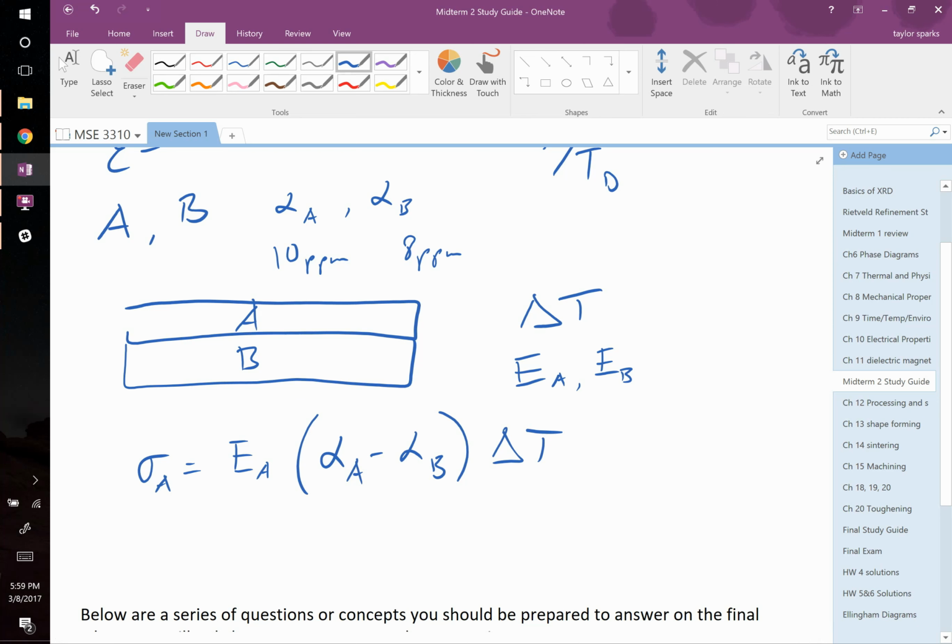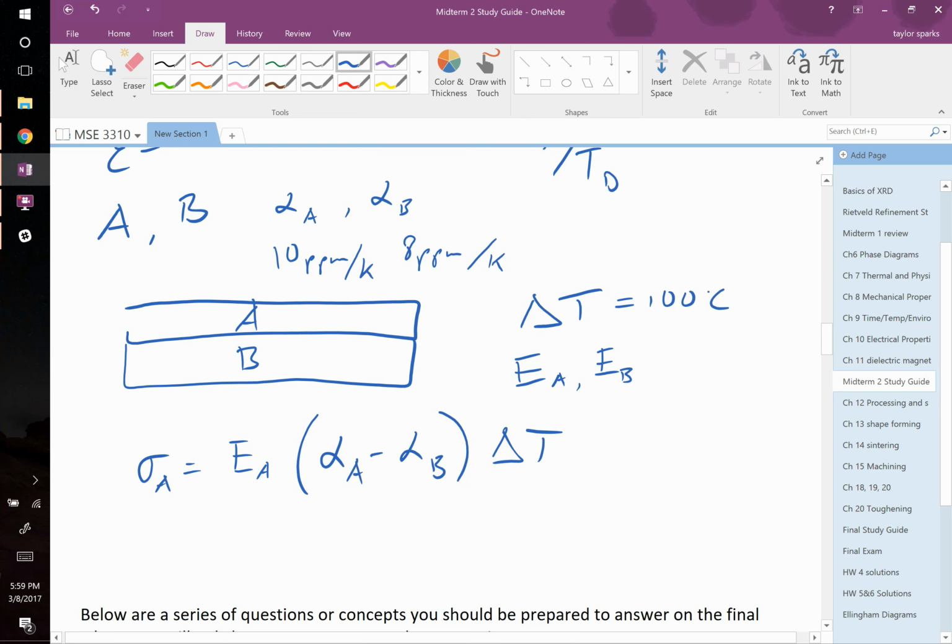Let's plug in some values. Sigma B equals Young's modulus B times the strain. So 10 and 8, and delta T will be like 100. When you start plugging this in, remember these are 10 ppm per K.